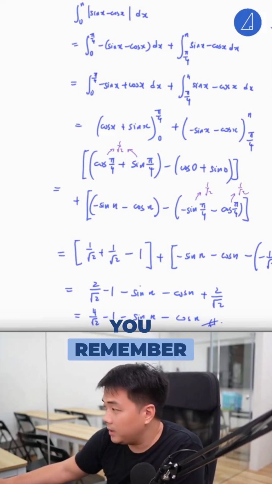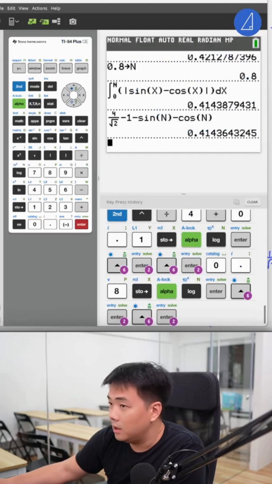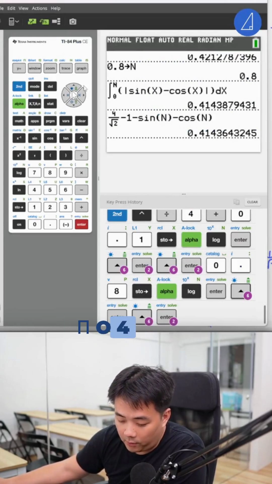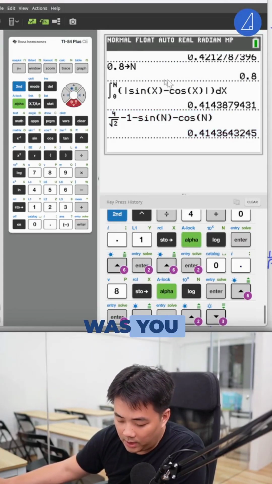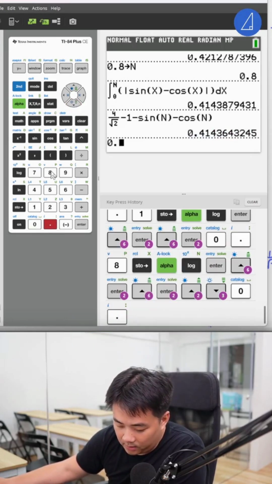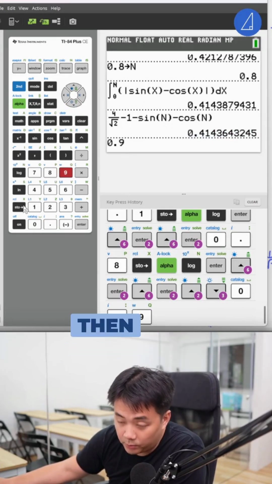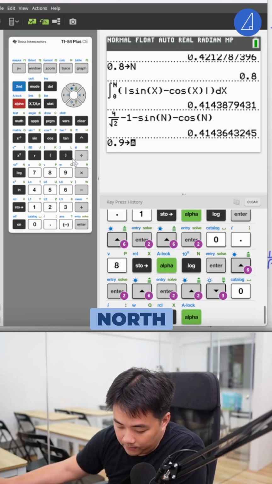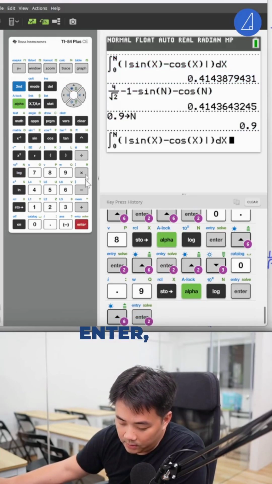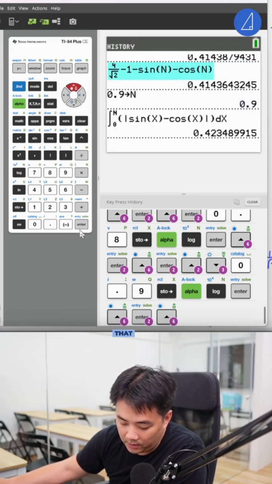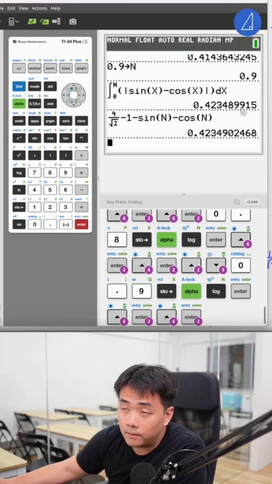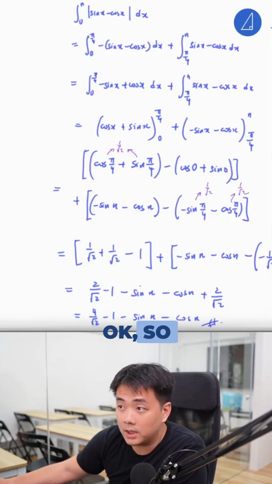Now take note, we can actually use a calculator to check the answer. This is what I usually tell my students. We key in both of the equations here. Because n has to be between pi over 4 and pi over 2, you can key this in terms of n, remember to put the modulus, then put a value like 0.8 or 0.9 that satisfies this range. Then press store, keeping this value in n. Now n has stored this value. You go up, press enter, and check the answer. As long as the values are slightly the same, that's fine, because sometimes there's rounding error in the calculator. So that's how we do this question.